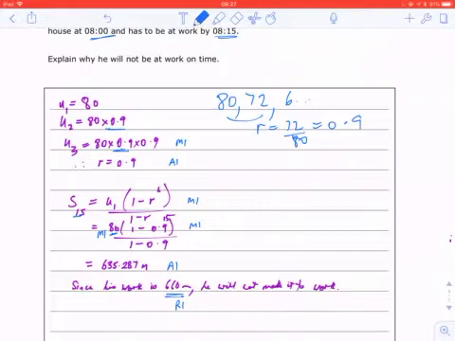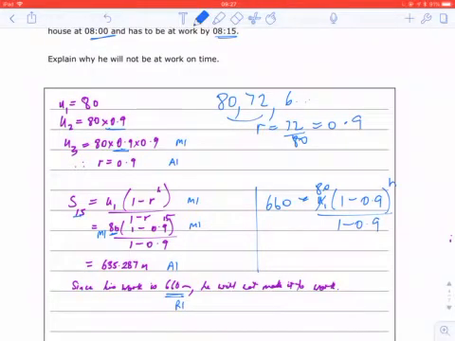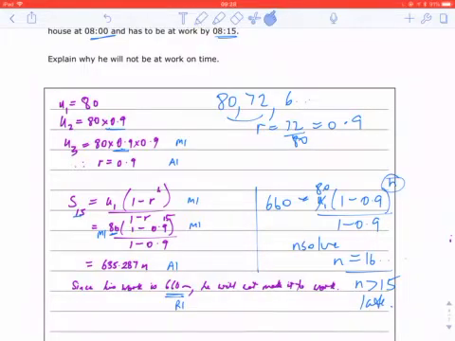Another approach would have been to say that 660 equals U1 times 1 minus 0.9 to the n, over 1 minus 0.9, with U1 being 80, and we know 1 minus 0.9. That's our only unknown, so using n solve, or solving with logs, I could have got that n equals 16 point something. So that's too long. That's more than 15 minutes, so he'll be late. Either method is acceptable.